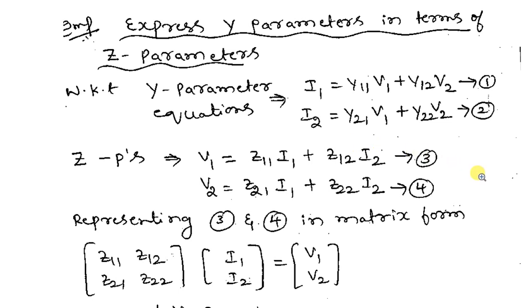Do see other videos also, on expressing Z in terms of other parameters, Y in terms of other parameters, or interconversion. Only for Z to Y and Y to Z is Cramer's rule used. For all others, an easy method is there. I will explain that in the next video. Thank you.